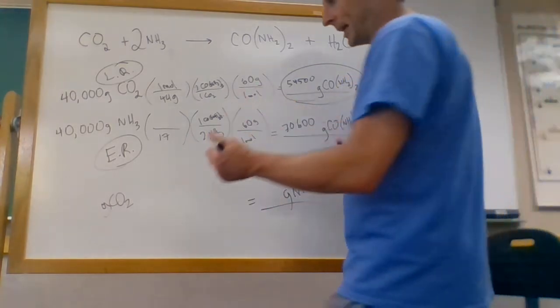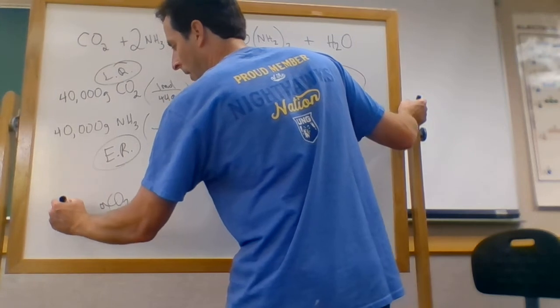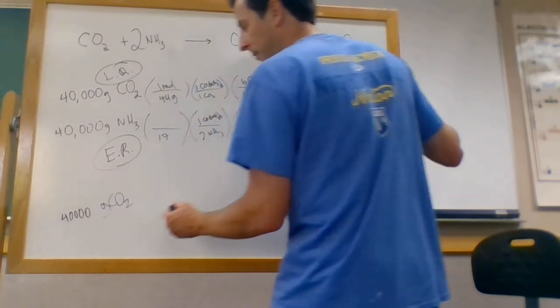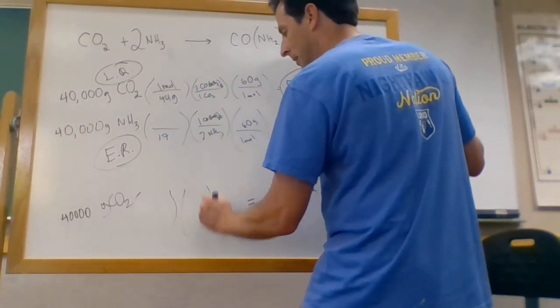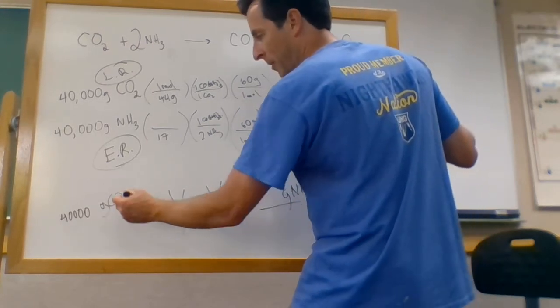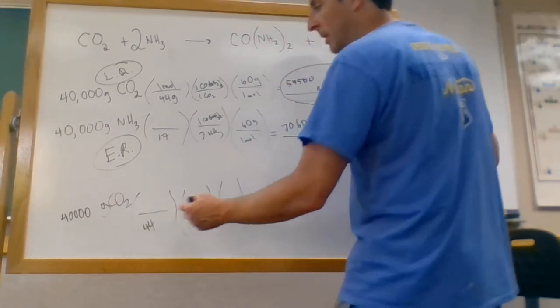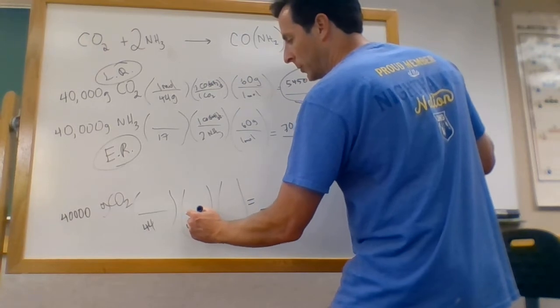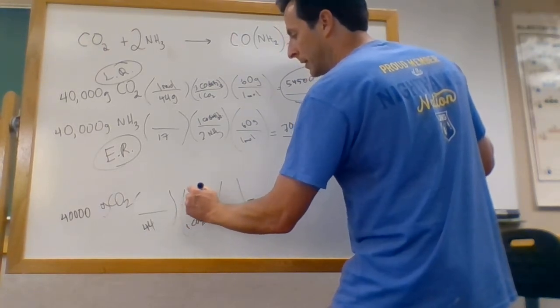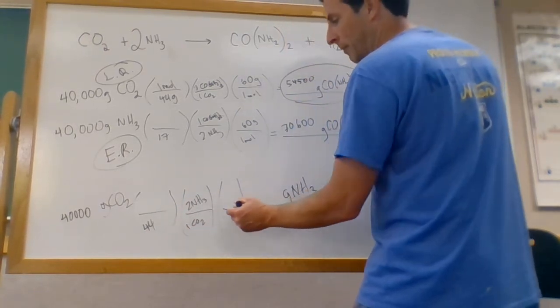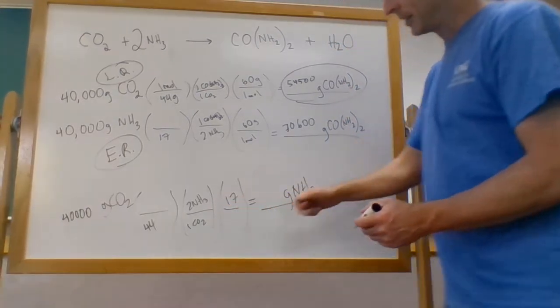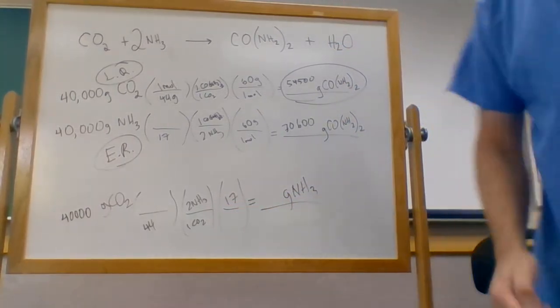So that calculation, again, I'm starting with my 40,000 grams. I do my 3 steps. I'm going to set this up a little quicker. The first step, the molecular weight is 44. Second step, it's 1 CO2 to 2 NH3s. And then third step, the molecular weight of ammonia is 17. So that's the quickest version of the numbers. I type those in.